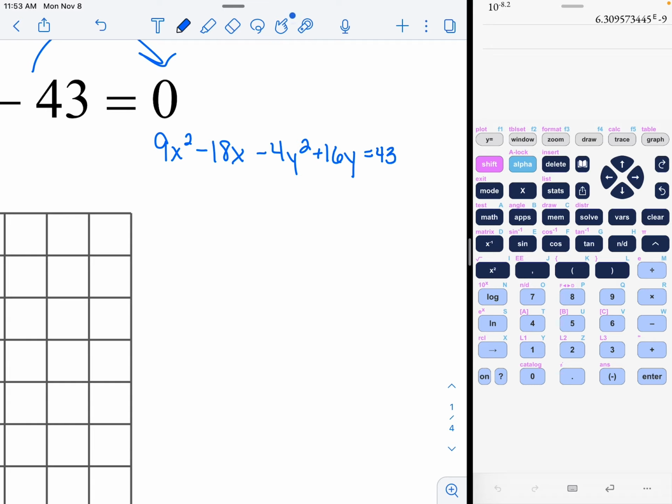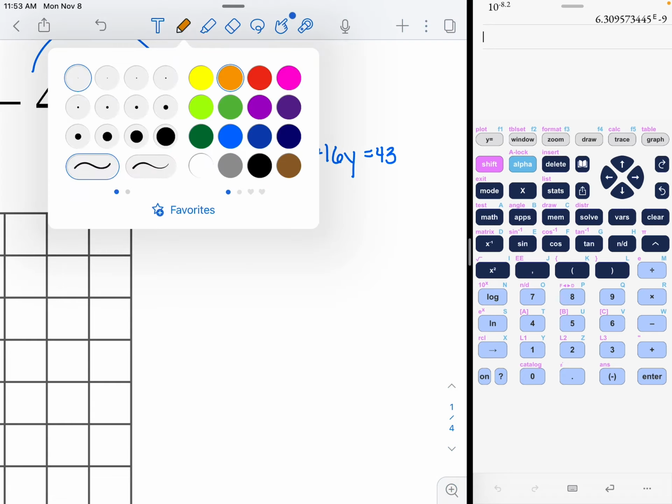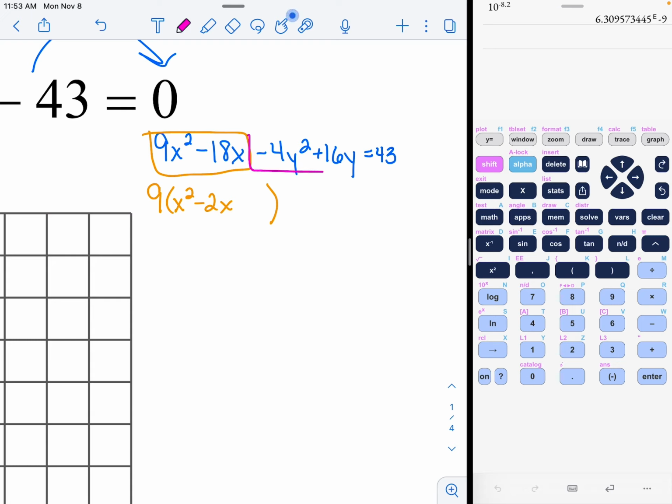Now, for the x's, I'll color code them for you. I'm going to take a 9 out. So I'm with x squared minus 2x. Please leave a space, just like we did when we studied ellipses. For the y term, you're going to take out a negative 4. So you get y squared minus 4y.